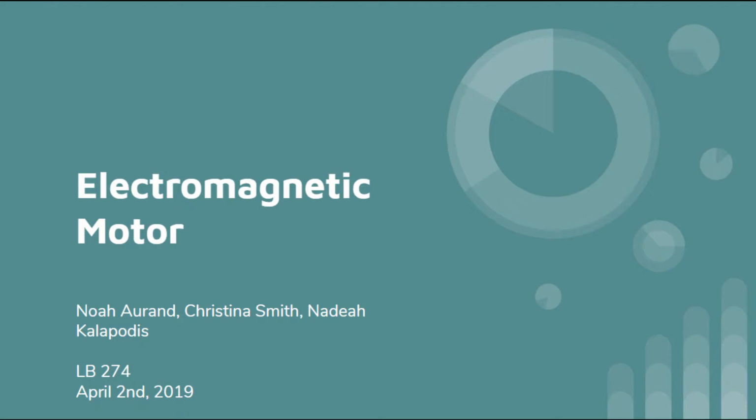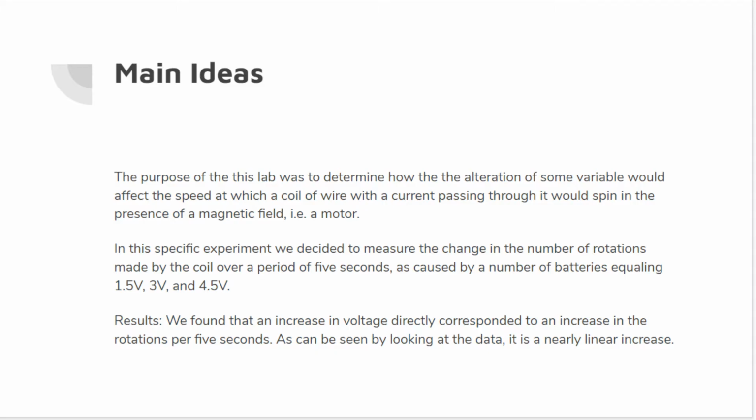Okay, so this is the electronic motor lab. The main purpose of this lab was to determine how changing some variable would affect the speed at which a coil of wire with a current passing through it would spin in the presence of a magnetic field, in other words, a motor. In our specific experiment, we decided to measure the change in the number of rotations made by the coil in a period of 5 seconds, as caused by a number of batteries, and we decided to go with 1.5 volts, 3 volts, and 4.5 volts.